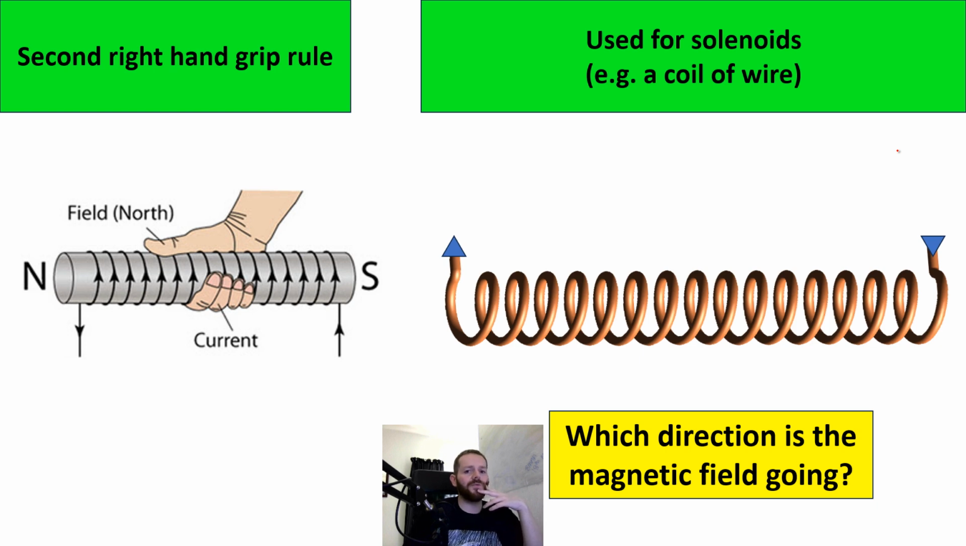So this is the second right hand grip rule, and we're still using our hand in a similar fashion, but now your thumb and your fingers represent something different. Before, my thumb was representing the current, but now my thumb is representing the magnetic field. Your fingers are going to represent the current. So this is specifically used for solenoids.